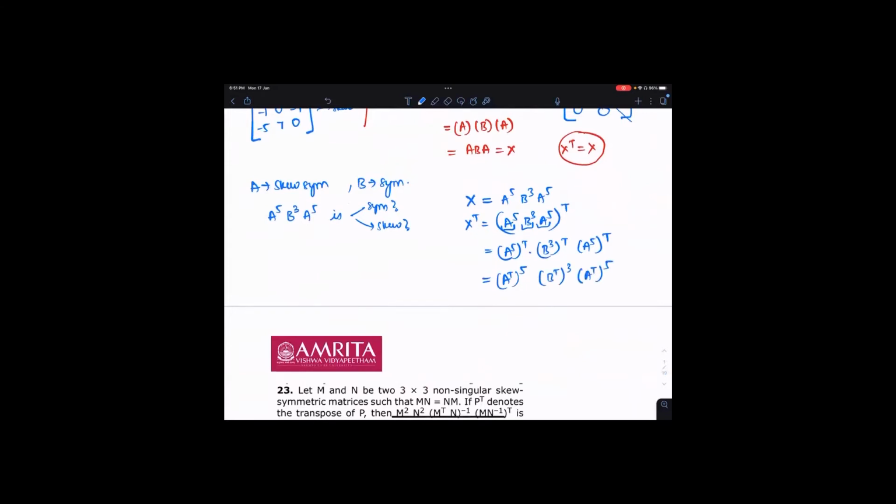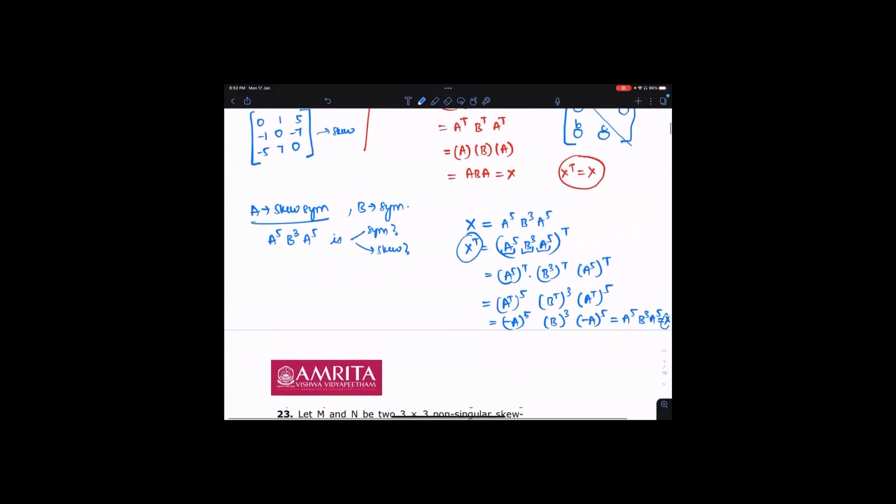Now, what is A transpose? A is skew symmetric. So A transpose will be minus A power 5. B transpose is B only because B is symmetric. And A transpose is minus A again. You will get again the same matrix, A power 5, B cube, A power 5, which is again X only. So X transpose is the same as X. So it is symmetric.